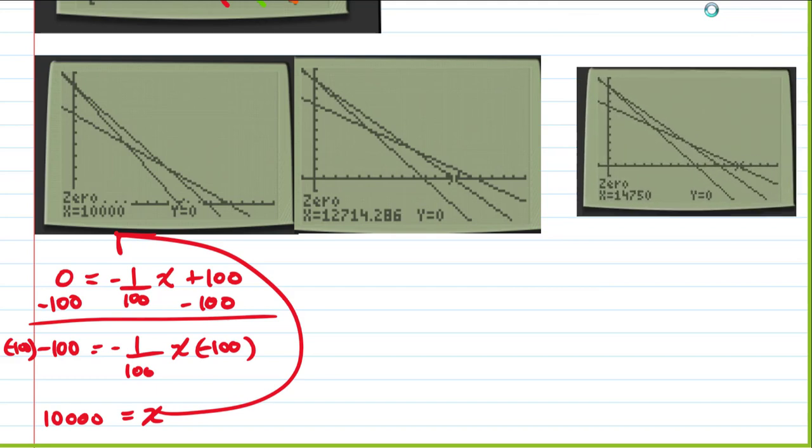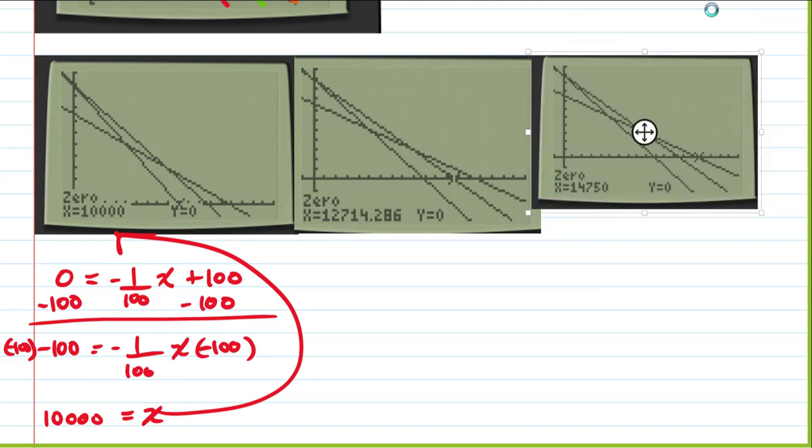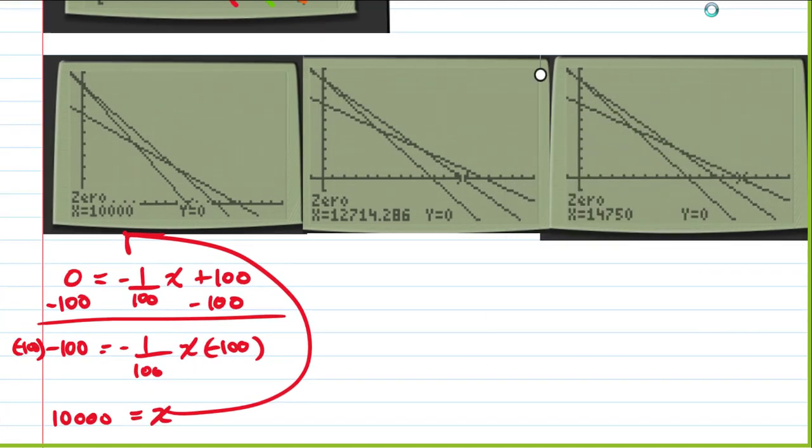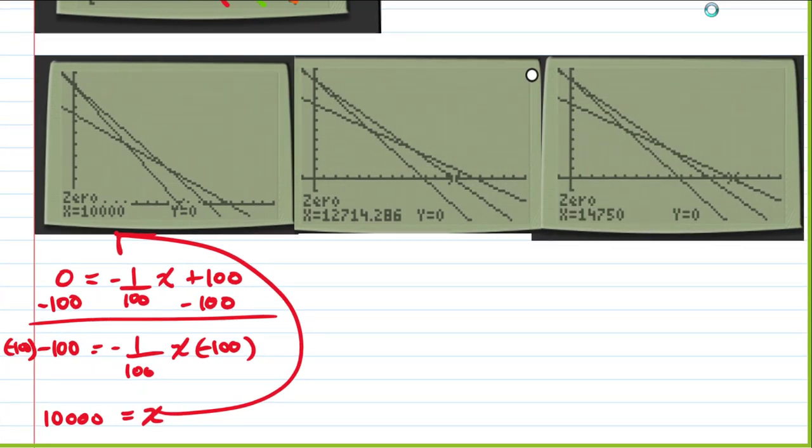So for each of them, it tells me 3 different heights. And we'll notice, depending on which model we used, there's almost 5,000 meters difference on when we would run out of oxygen, right? 10,000 meters, 12,714 meters, and 14,750 meters, right? So it once again circles back to the question, well, which one of these is the best model for our oxygen?